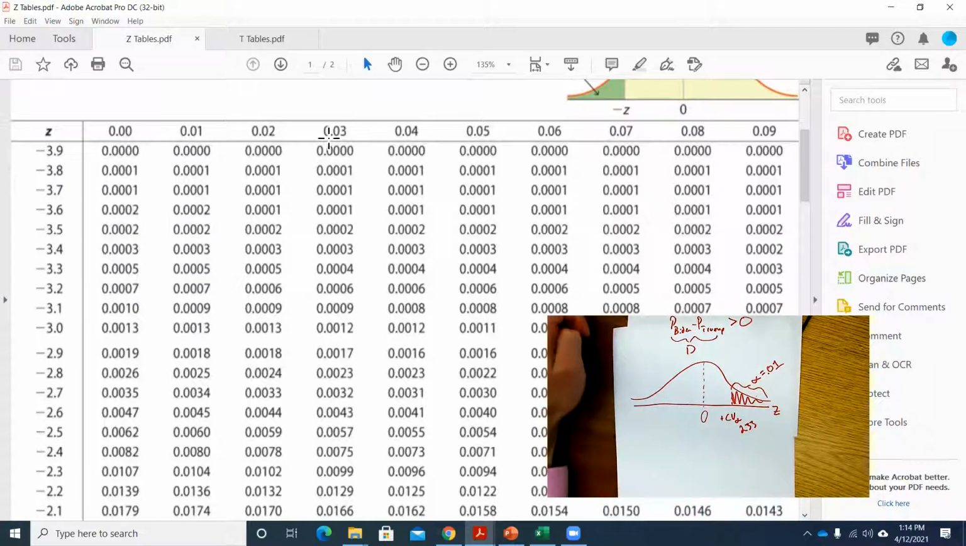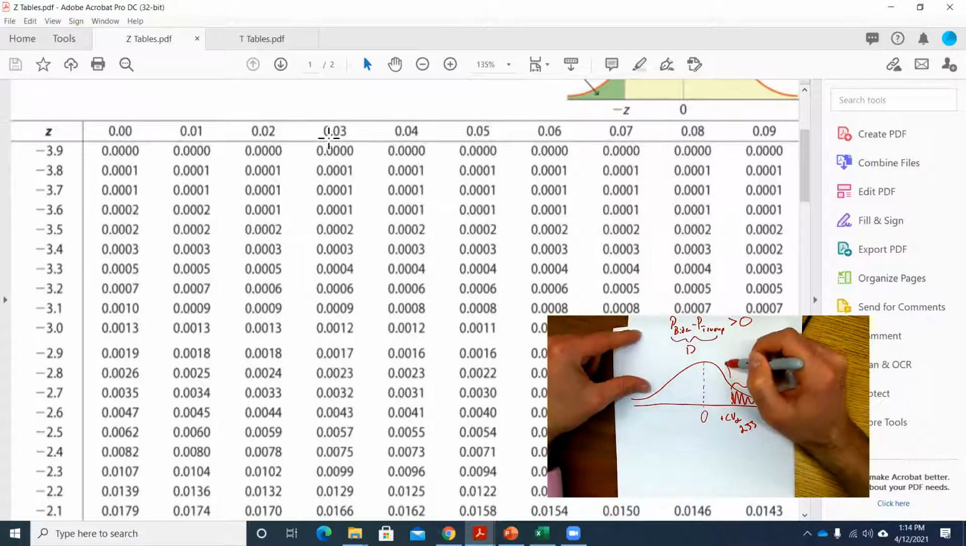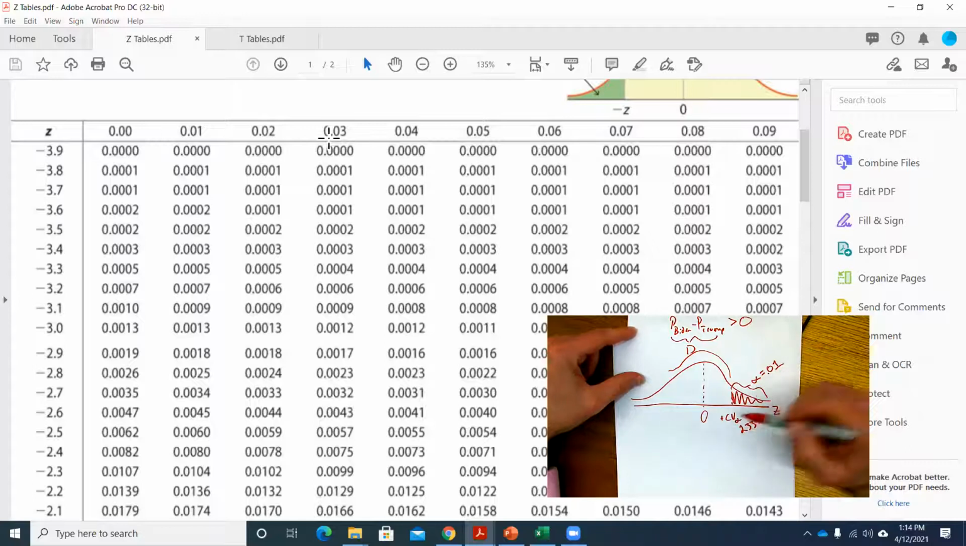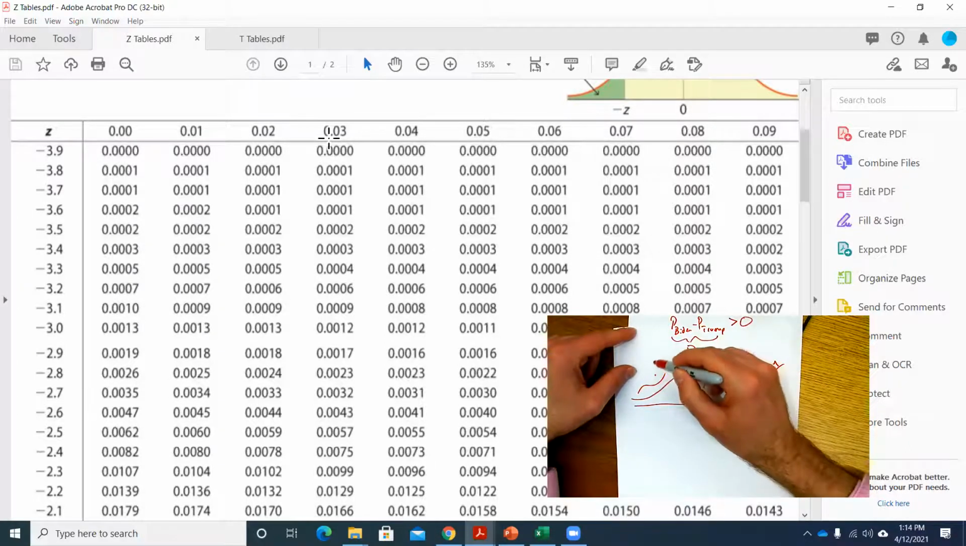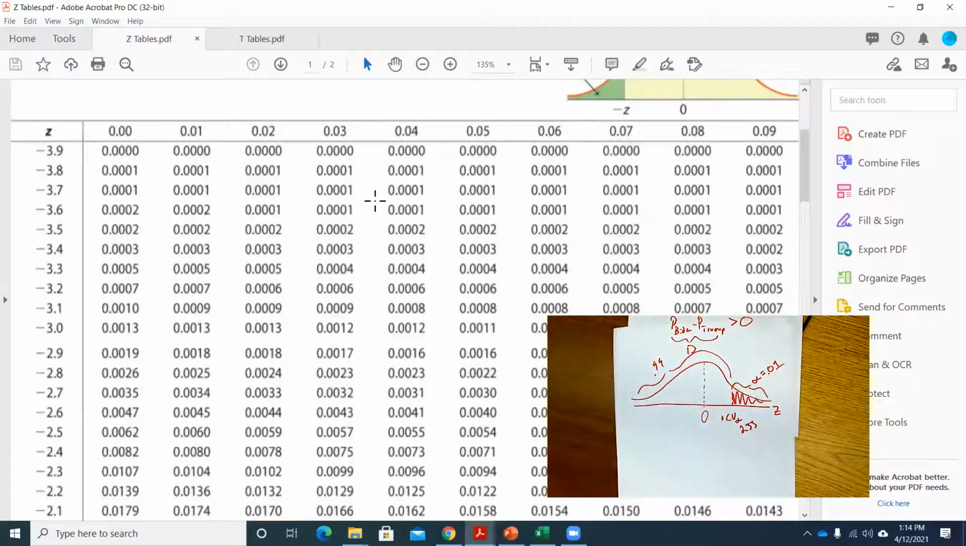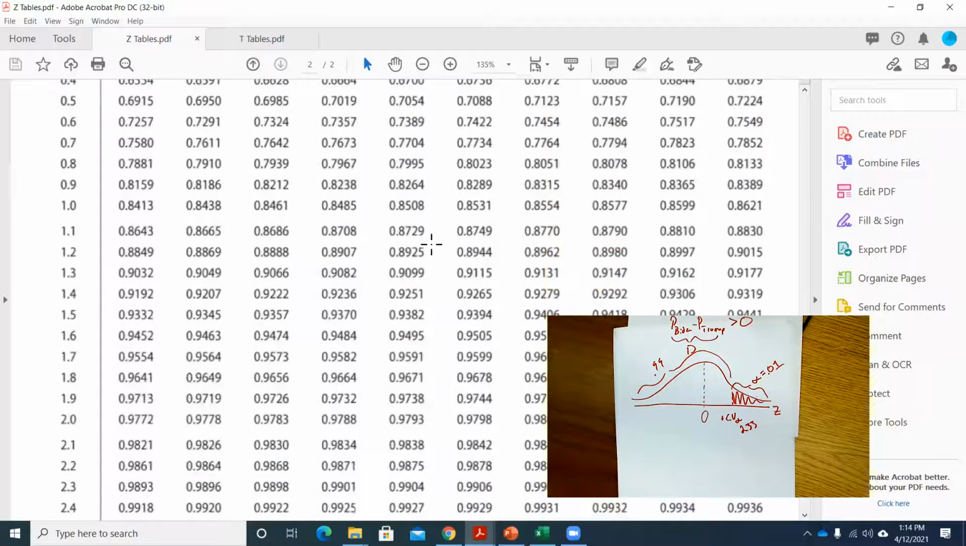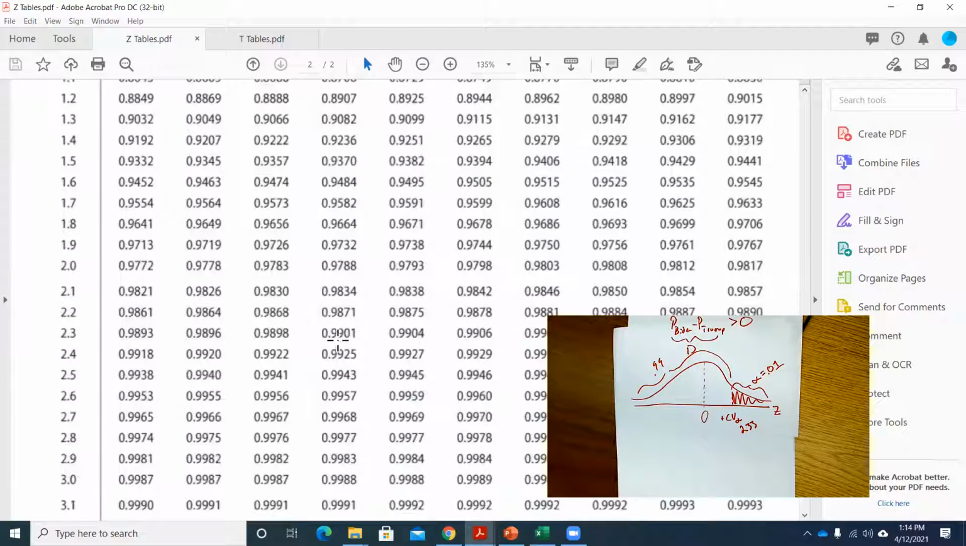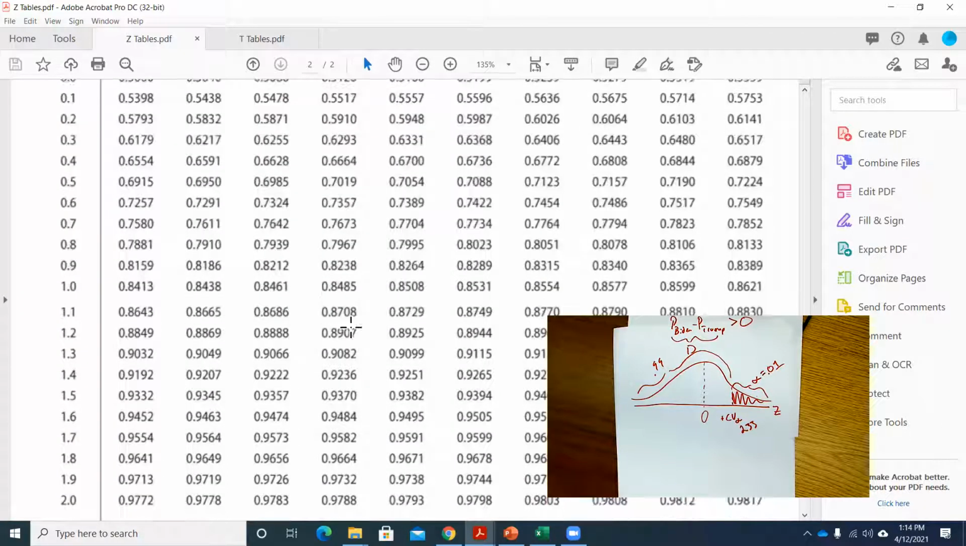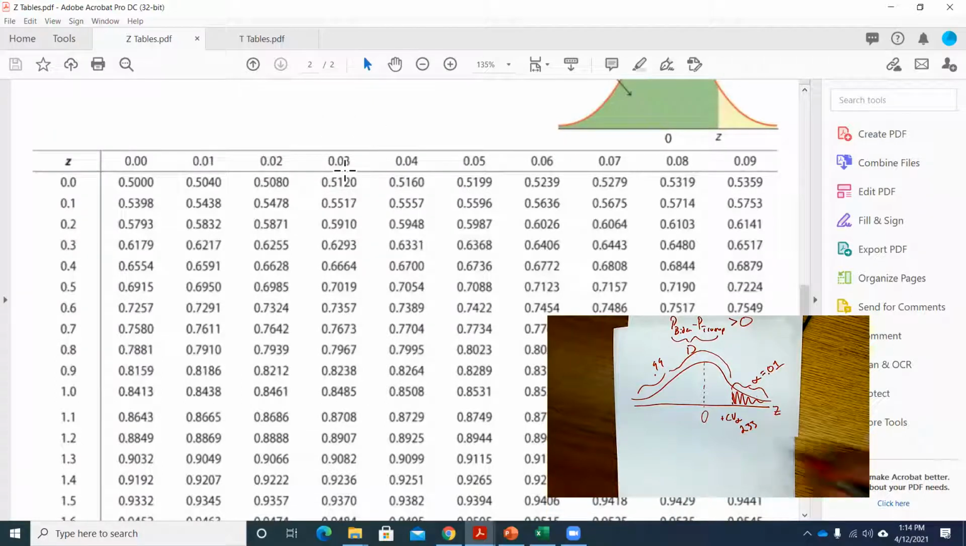Or I could have said, okay, instead of looking up alpha and remembering it's a right-tailed test, I know that if there's 0.01 to the right of this critical value I want, there would be 0.99 to the left. So I could come down here, look up 0.99, and it looks like I'm in between these two values. So 2.32 and 2.33, we take the higher of the two, and we would have found the exact same thing.